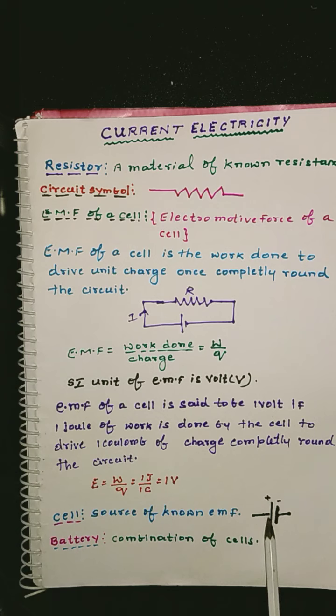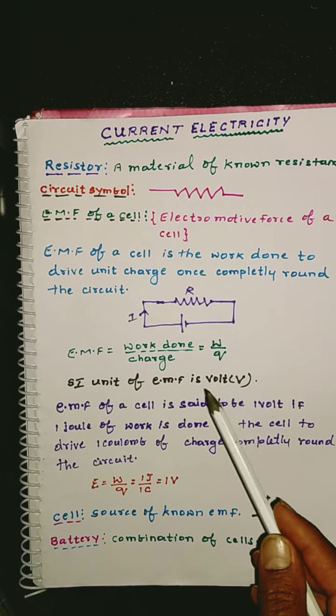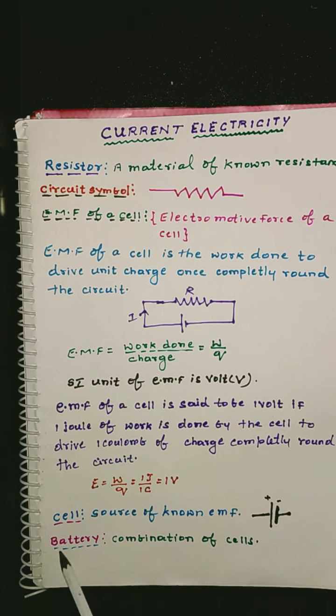The bigger line always represents the positive terminal of the cell, and the shorter line represents the negative terminal of the cell. If you have many cells combined, then it is called a battery. Combination of cells is called a battery.